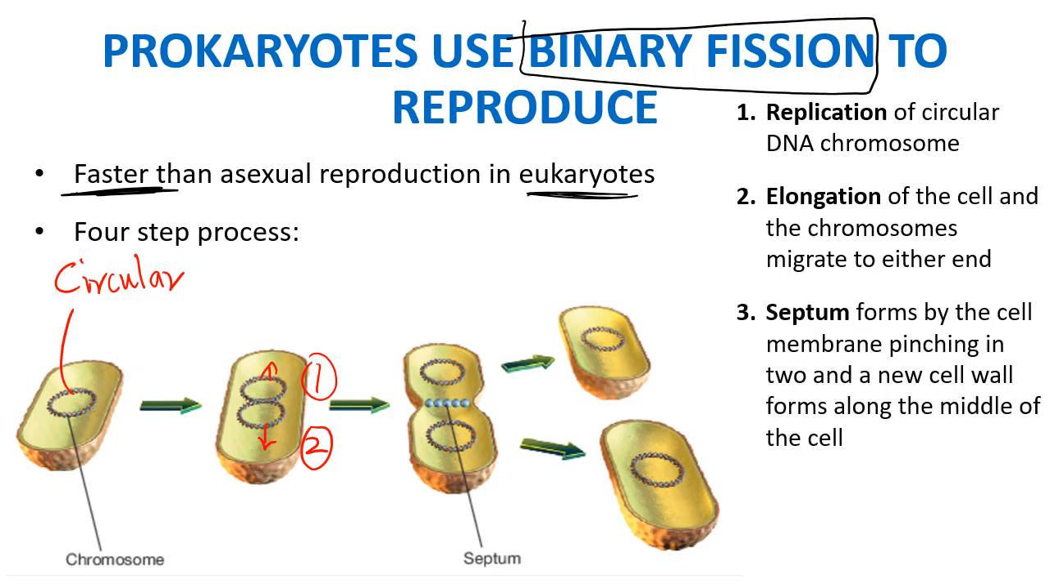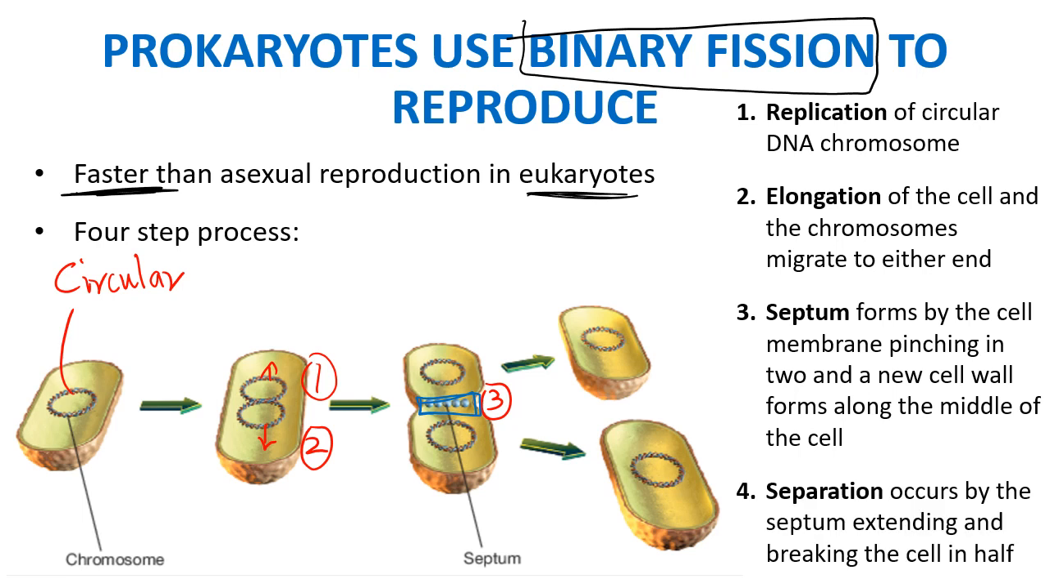Number 3 is the septum forms, which is a brand new cell wall. So it's almost like the cell is pinching together and a brand new cell wall forms, ready to cut that cell in half. And then obviously the last step is the separation and that cutting in half. So the septum forms and then it breaks apart, and now we've got two brand new bacteria with brand new cell walls, the identical DNA in their chromosomes, so they're clones of each other.